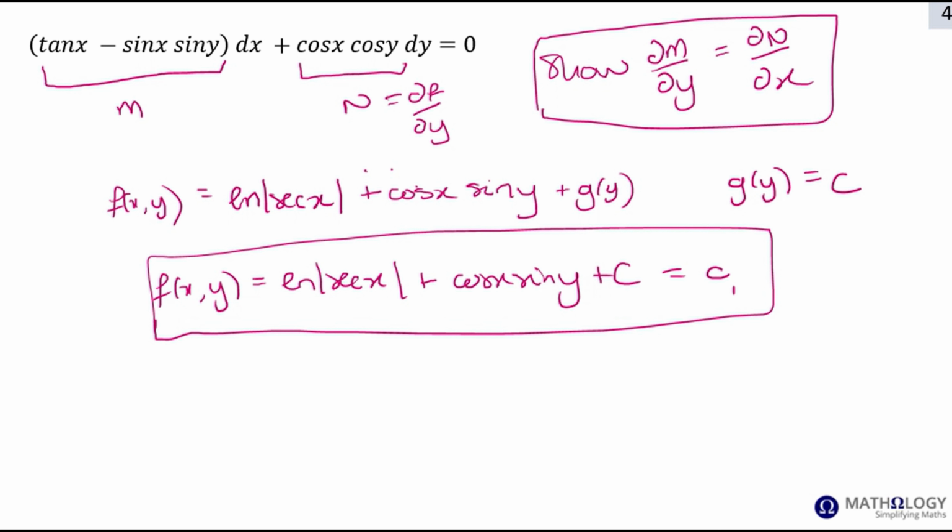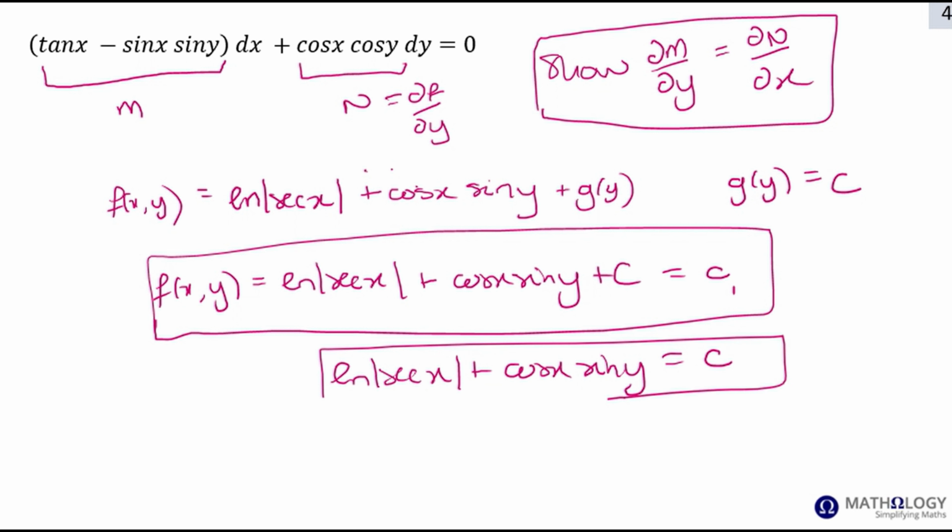You can just clean this up a little bit. Since we have two constants here, you don't really want to have two constants as part of your solution. So ln sec x plus cos x sine y, and these two constants together, whether you add or subtract them, is irrelevant. We're just going to call that c, and this will be the final solution.